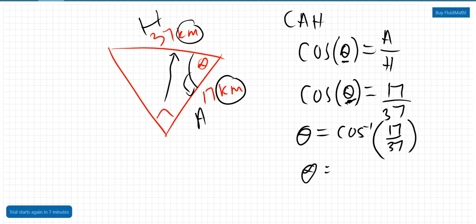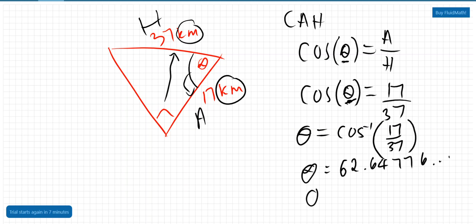Enter it into your calculator. You can just put 17 divided by 37 if you want to. So find the inverse button. And then 17 divided by 37 equals, so the calculator gives me 62.64776 and so on. Okay, now the question asks us to round it off to the nearest degree.